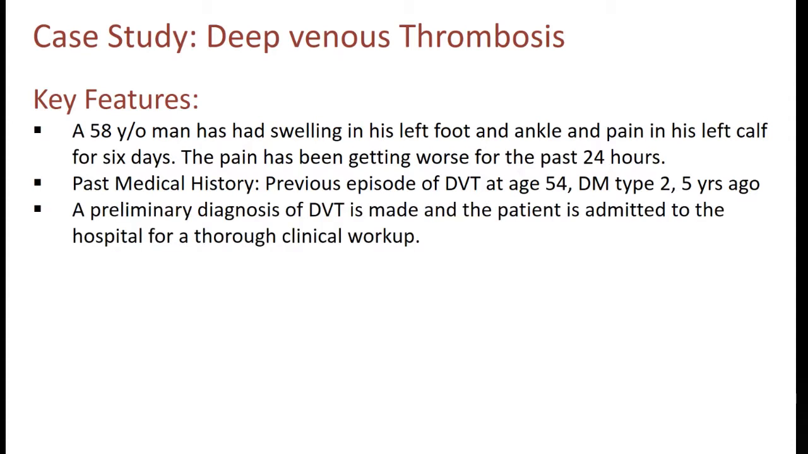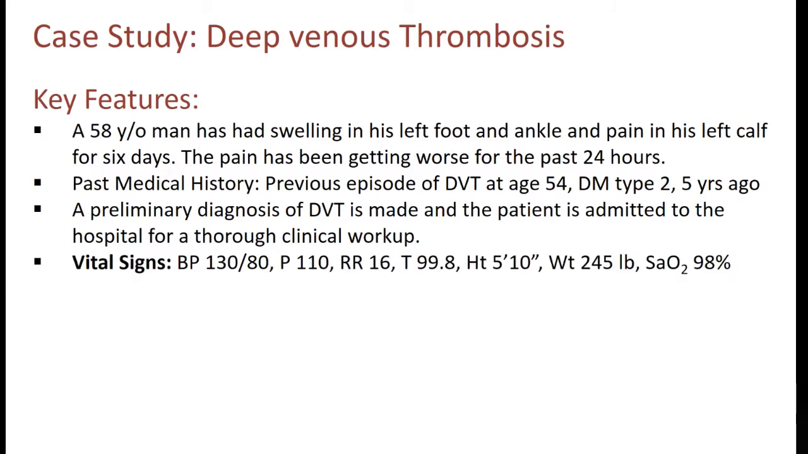A preliminary diagnosis of DVT is made. Why? Past history, predisposed patient, obvious clinical picture, pain and swelling in the lower limb. And the patient is admitted to the hospital for a thorough clinical workup. The vital signs: blood pressure average, normal, pulse 110, respiratory rate 16, temperature a little bit elevated, height and weight, and oxygen saturation 98%.